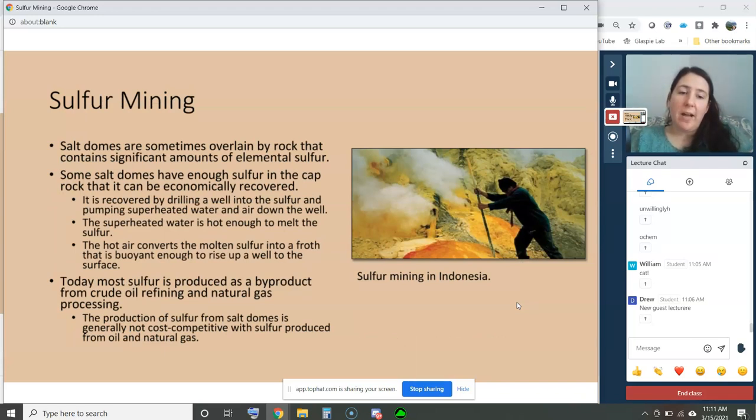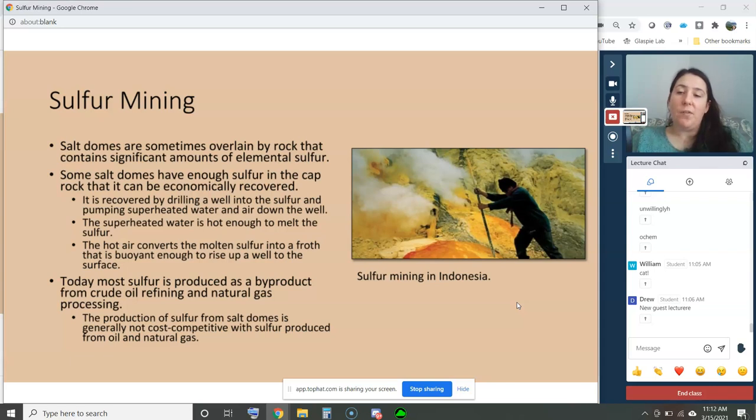Salt domes also have another resource that can be mined. They are sometimes overlain by rock that contains significant amounts of elemental sulfur. And some salt domes have enough sulfur in the cap rock that it can be economically recovered. And cap rock would just be the rock that's right above the salt dome.